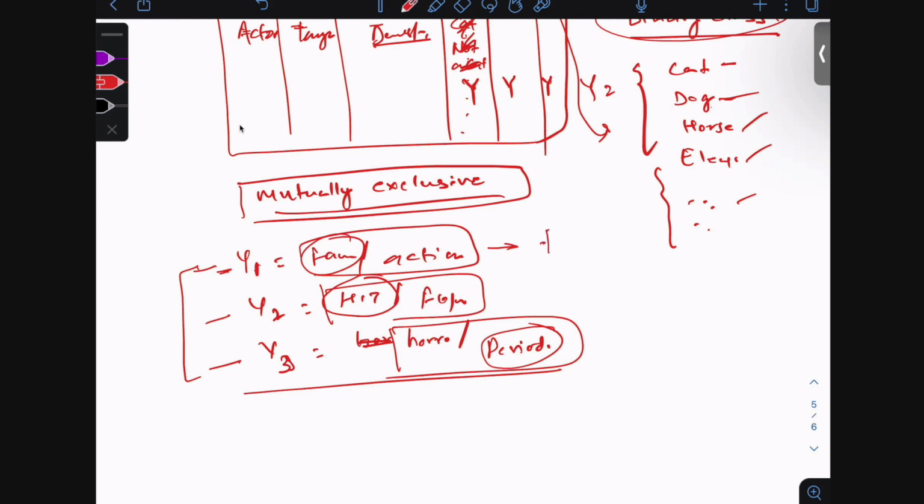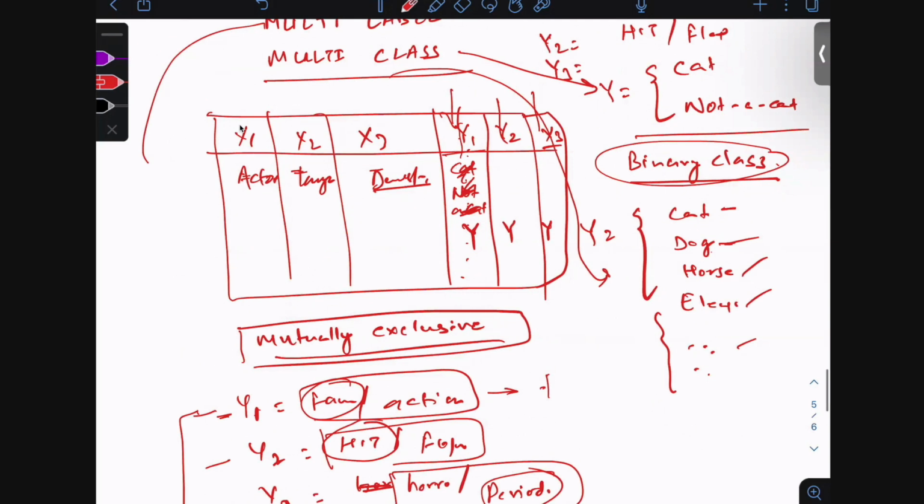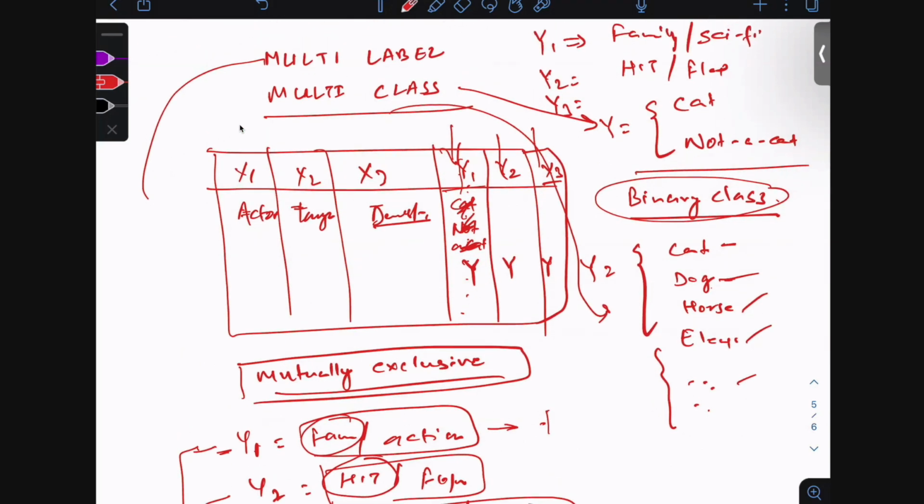The classes need to be mutually exclusive. Labels don't need to be mutually exclusive. That is the difference between multi-class and multi-label. Now, in our videos we have mostly dealt with multi-class problems or binary classification problems like logistic regression and so on.